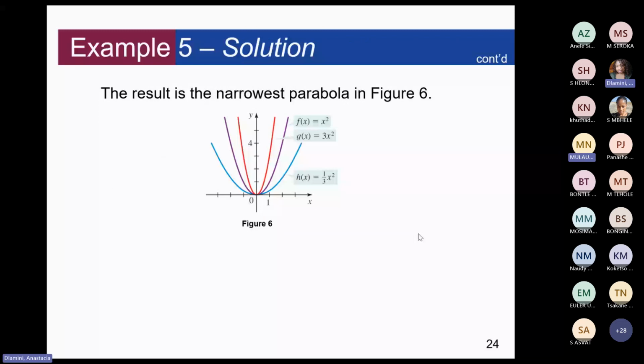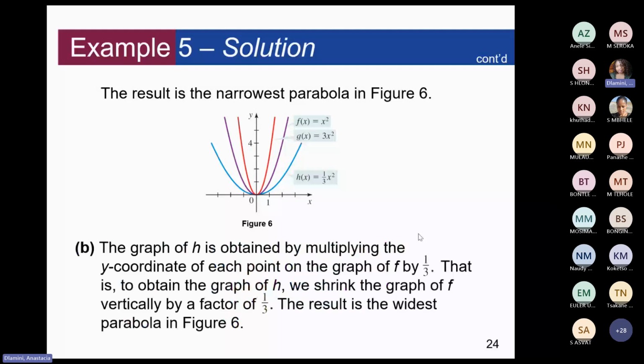Don't worry, we are done. The graph of H is obtained by multiplying the y coordinates of each point by 1/3. That is, to obtain the graph of H, we shrink the graph of F vertically by 1/3.